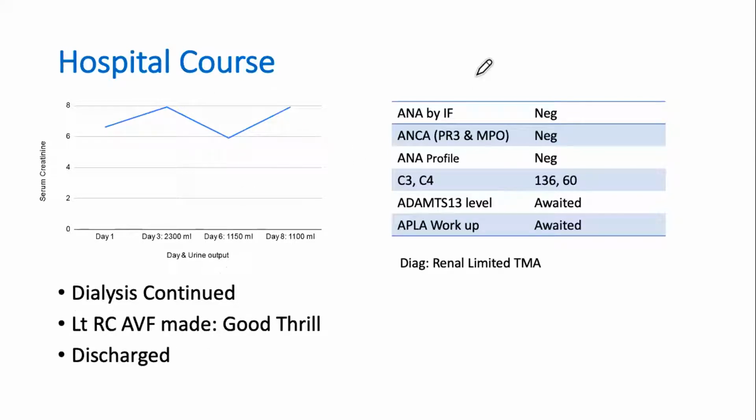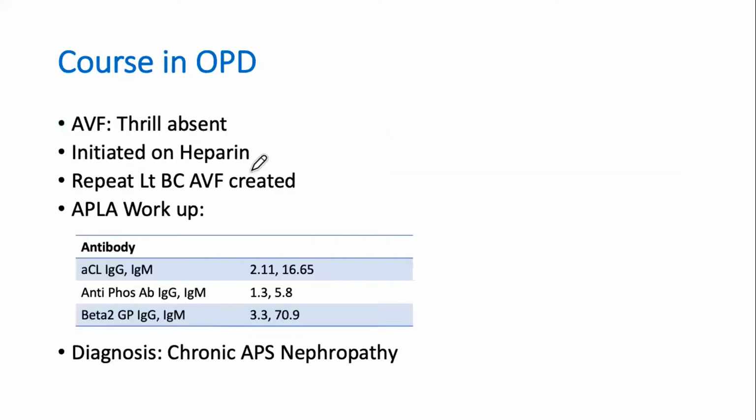Because he had TMA, we sent workup for the autoimmune markers, and the C3, C4 were normal, and autoimmune markers were also negative. At the time of discharge, the APLA workup was awaited.